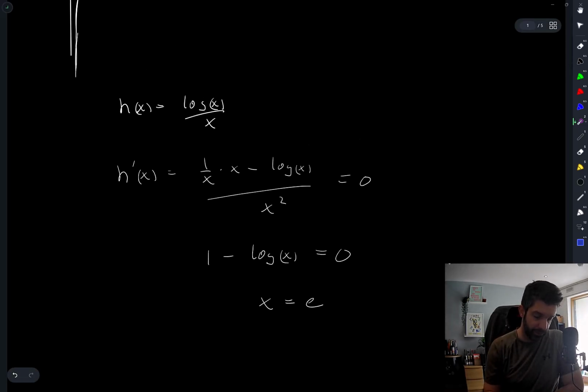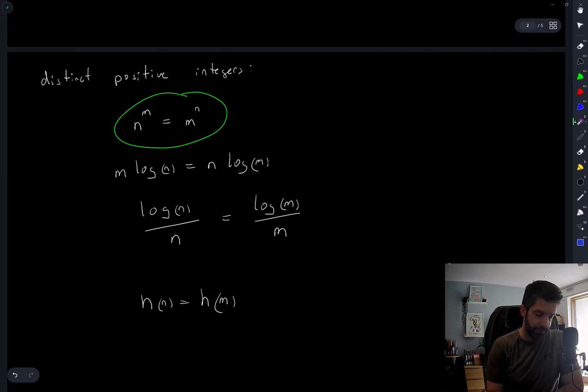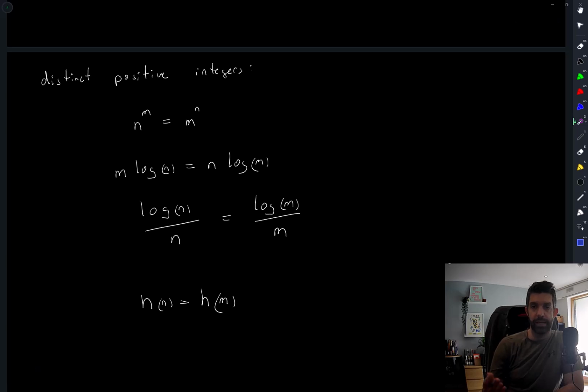I guess we could see that if I looked at the derivative here. This obviously cancels to 1. If x is greater than e, then this numerator is negative, and so the function is strictly decreasing to the right of e. So this implies h of n is equal to h of m, but this does not happen for any distinct positive integers. So the answer to the second part of the question is there are no distinct positive integers which satisfy this equation.